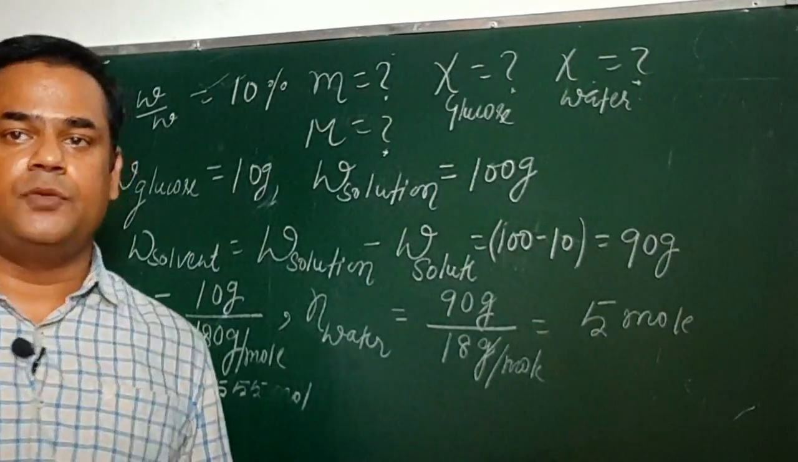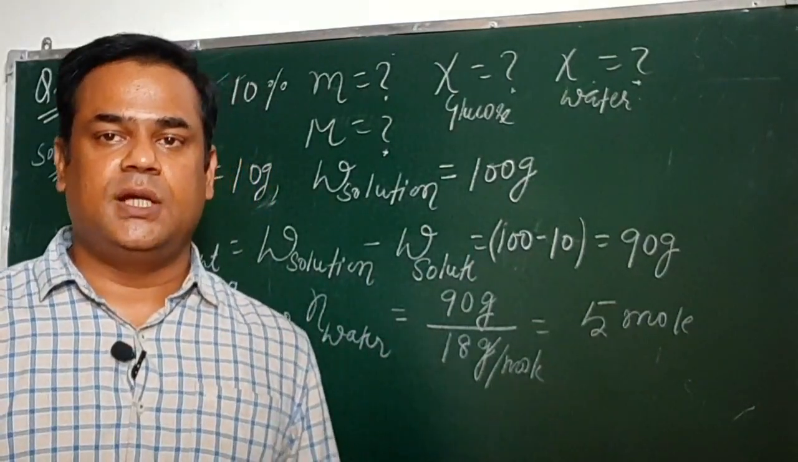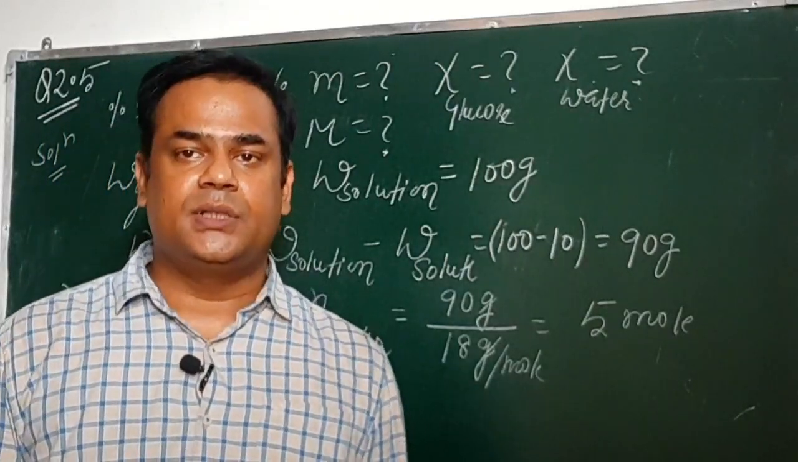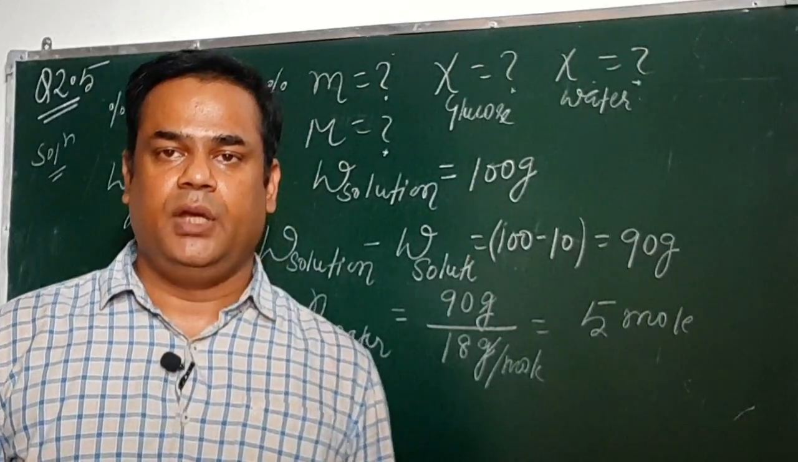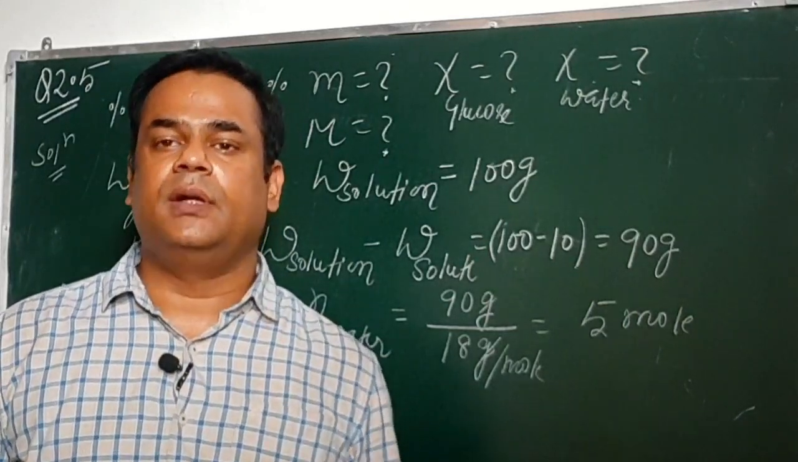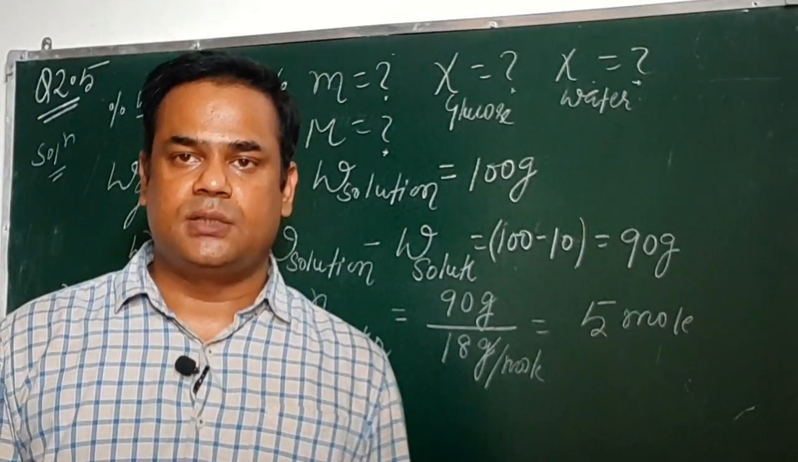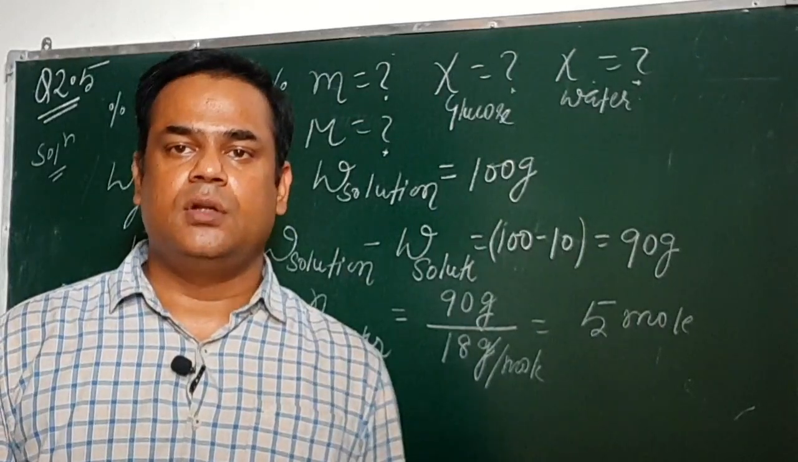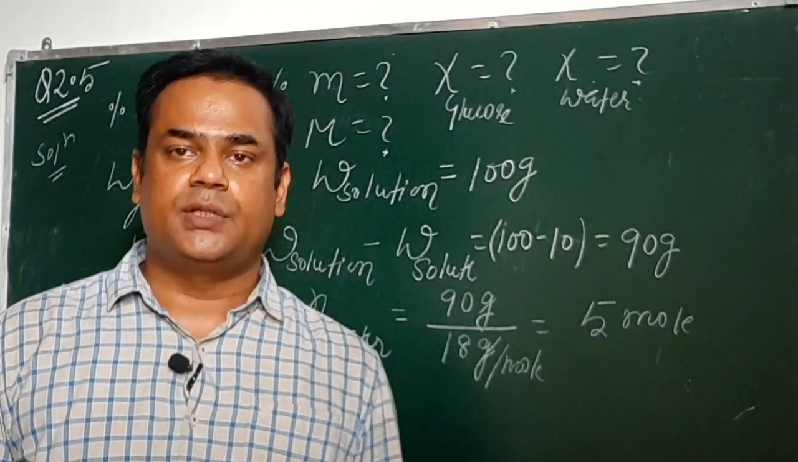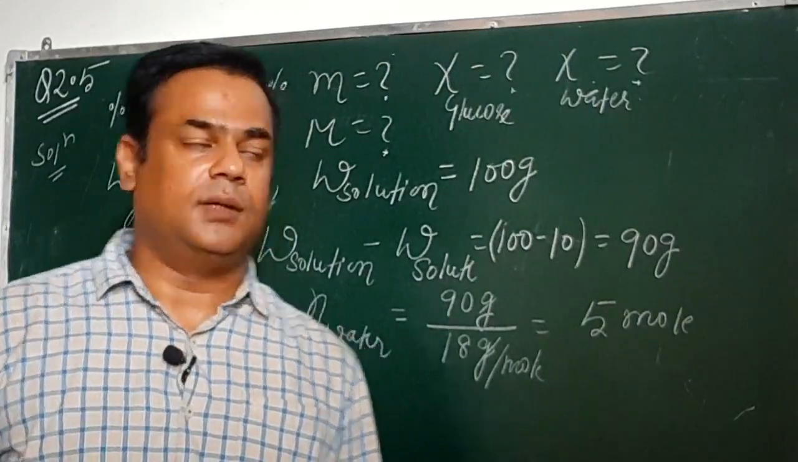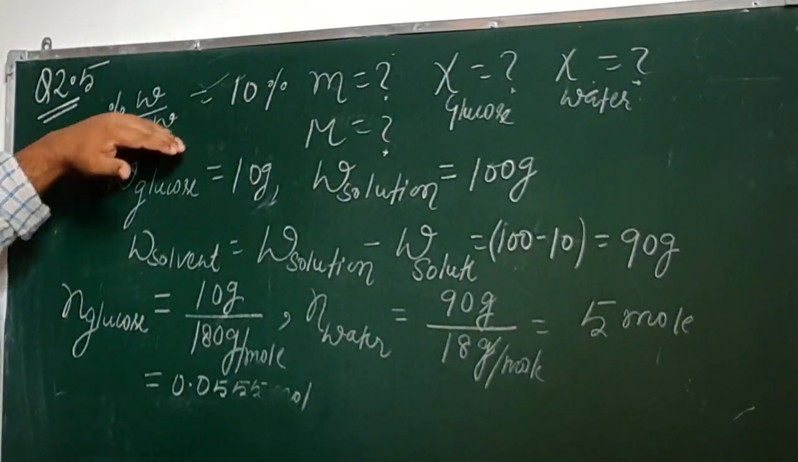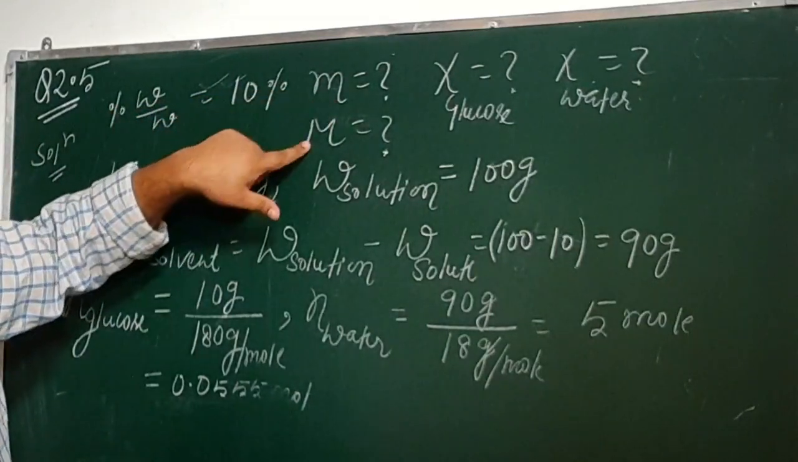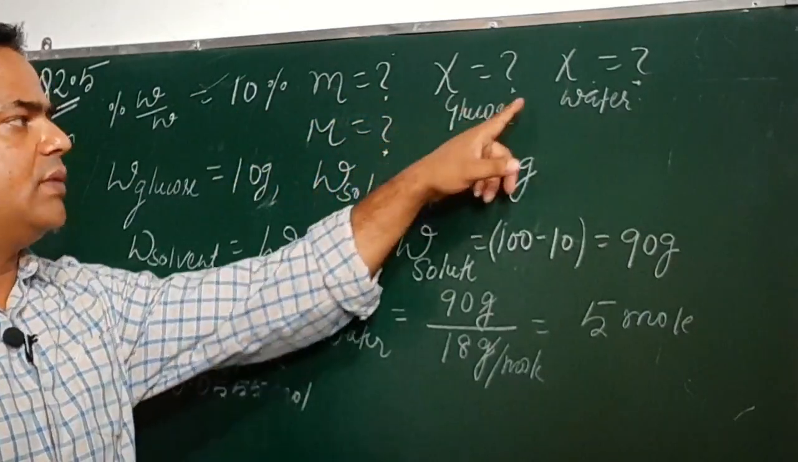So next question I have is 2.5. If you see NCERT exercise 2.5, you can read the question from there. In this question we have a 10% glucose solution. On this solution it is labeled that it is 10% mass by mass. With the help of this given information, we have to calculate the molality of the solution, the molarity of the solution, and the mole fraction of glucose as well as water. So you can see percentage mass by mass is given, that is 10%. We have to calculate molality, small m, molarity, capital M, mole fraction of glucose and mole fraction of water.